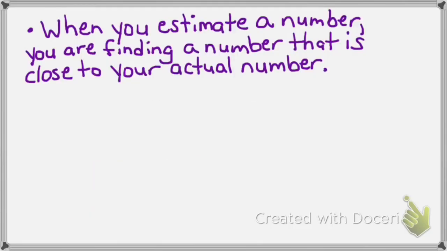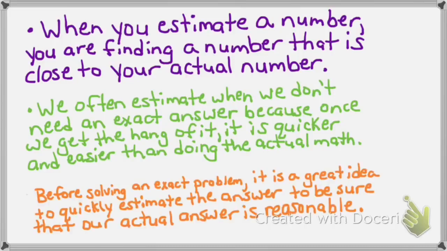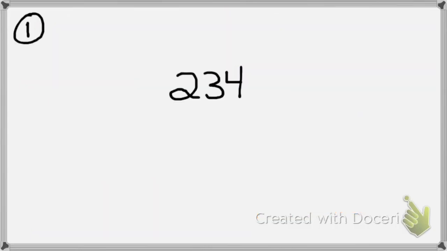So let's review today's lesson. When you estimate a number, you're finding a number that's close to your actual number. We often estimate when we don't need an exact answer, because once we get the hang of it and can do it in our head, it's quicker and easier than doing the actual math. And before solving an exact math problem, it's a great idea to quickly estimate the answer to be sure that our actual answer is reasonable, so we didn't make some type of crazy mistake as we were doing our math.